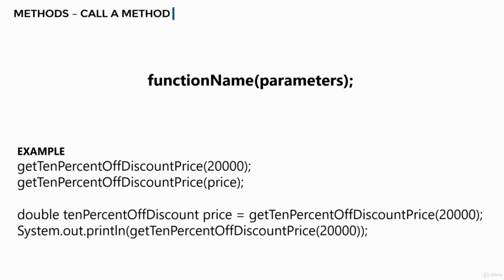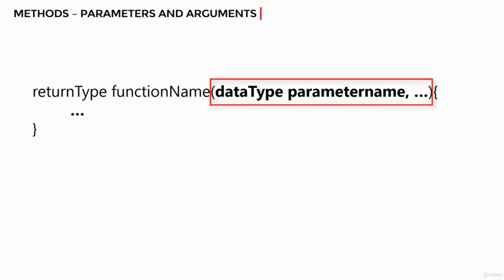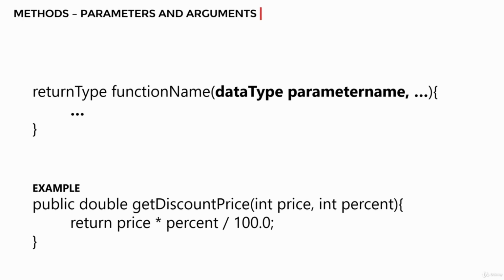Now let's move on to parameters and arguments. Information can be passed to methods through parameters. They are specified after the function's name, inside the parentheses, and separated with commas. Parameters act as variables inside the method. A method can have an unlimited number of parameters, but I suggest you not have more than 3. The following example has a method that takes 2 ints as parameters and returns the discount percentage of the price.